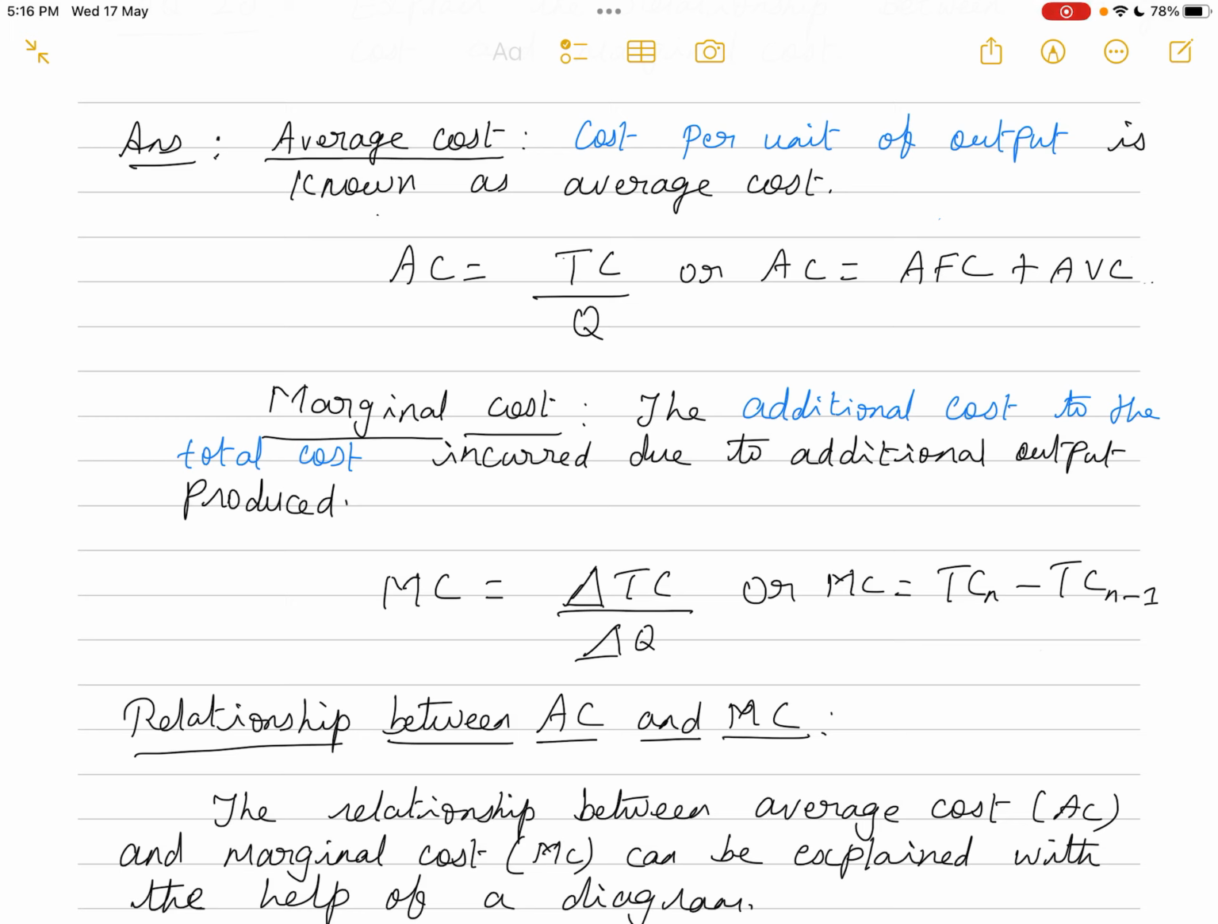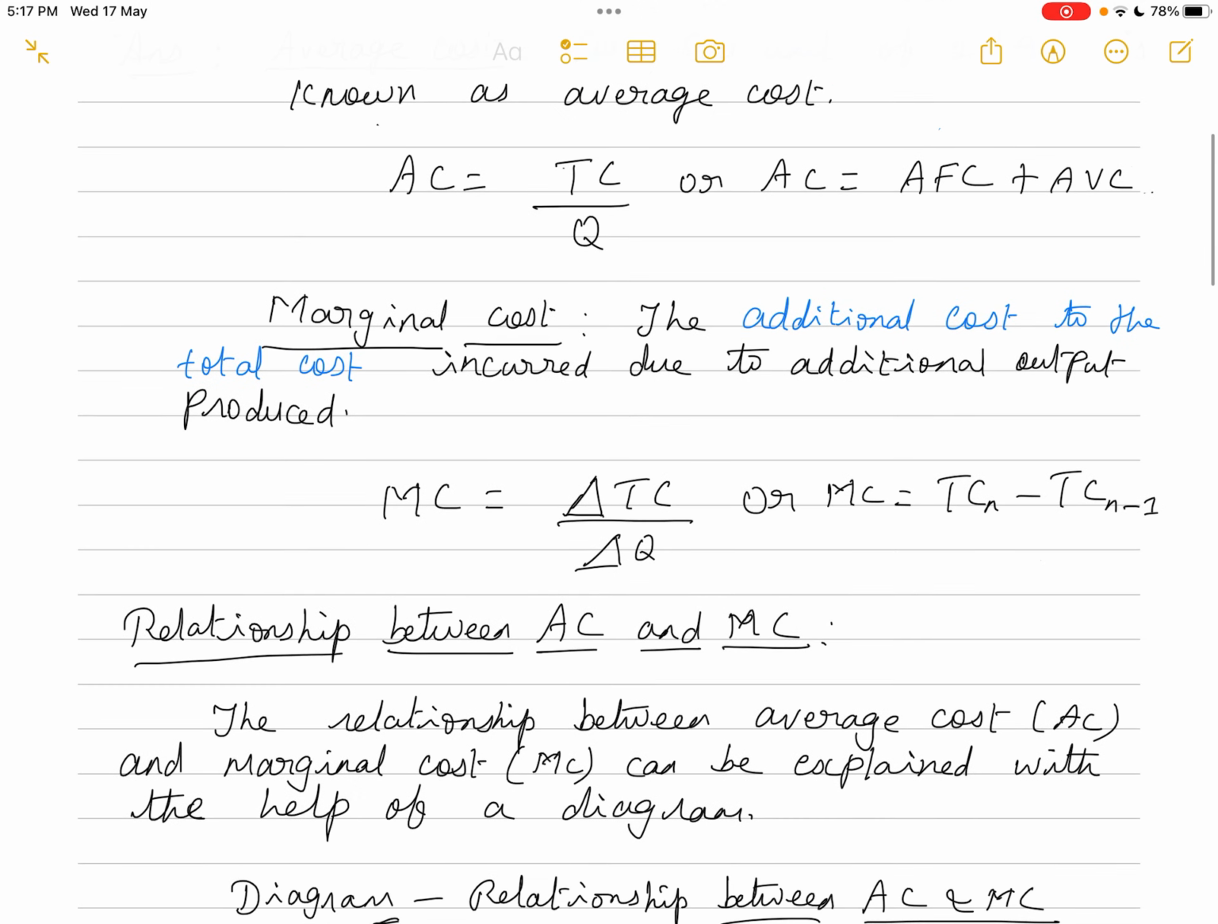Just like marginal utility and all, it is the additional cost to the total cost. By producing one more unit of output, some more cost is incurred by the producer. So whatever the addition made to the total cost is the marginal cost. That is the additional cost to the total cost incurred due to the additional output produced. That is marginal cost. So what is the formula for marginal cost? MC is equal to delta TC divided by delta Q.